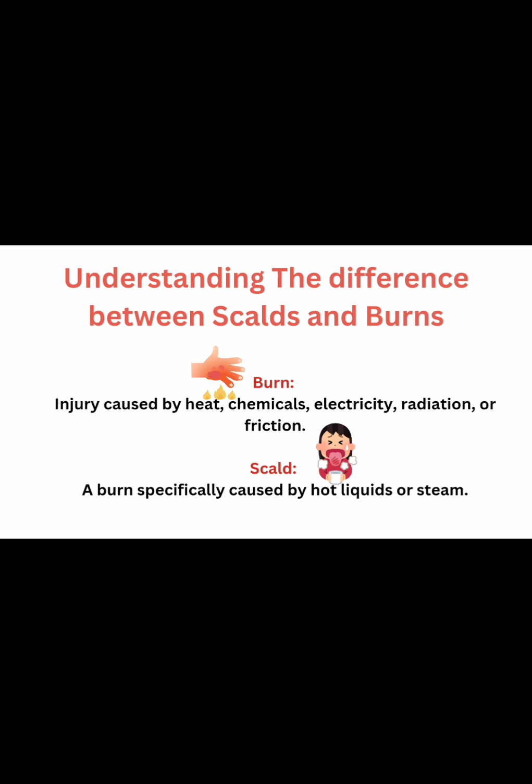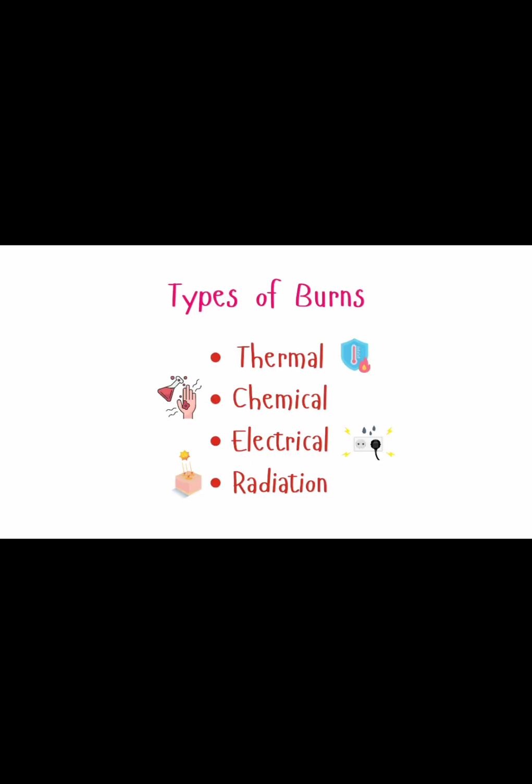So understanding the difference between scalds and burns, they kind of go hand in hand, but we can distinguish the difference. A burn is an injury caused by heat, chemicals, electricity, radiation, or friction. A scald is when you burn yourself specifically with hot liquids or steam. And there are a few types of burns that we're going to talk about: thermal burn, chemical burn, electrical burn, and radiation.